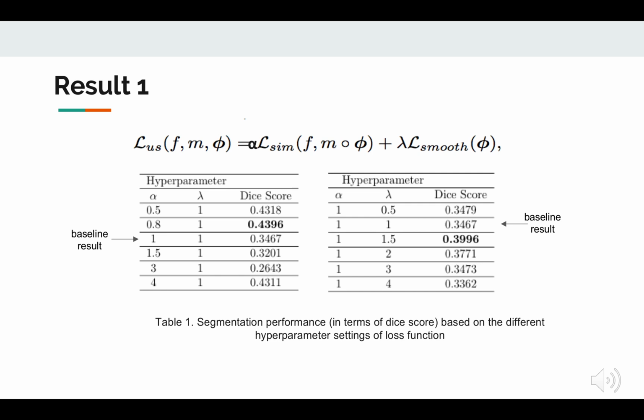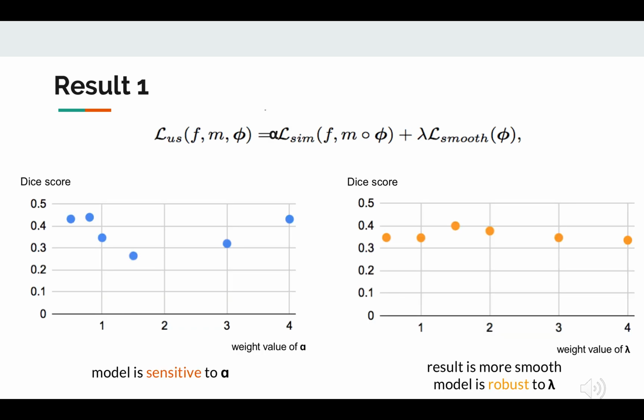Here is the result of the grid search on the parameters alpha and lambda. In the baseline model, the weights of these two loss functions are set to 1 to 1. Our experiment result shows that for alpha, the Dice score is the highest when alpha equals 0.8 and lambda equals 1. For lambda, the Dice score is the highest when alpha equals 1 and lambda equals 1.5. The experimental result shows that the model is more sensitive to alpha and more robust to lambda. Alpha is a more determining factor to achieve a higher Dice score. Adjusting lambda is a safer choice to improve the segmentation, while extra attention should be paid when adjusting alpha.